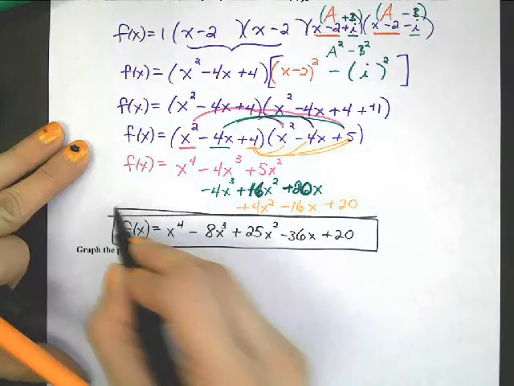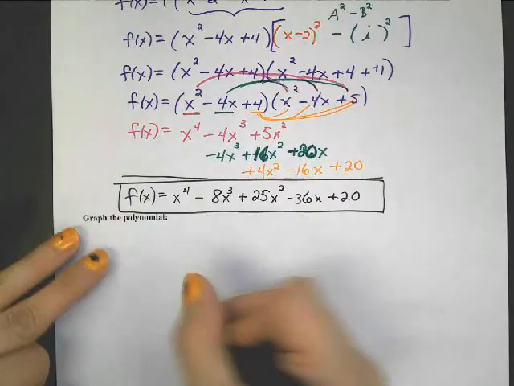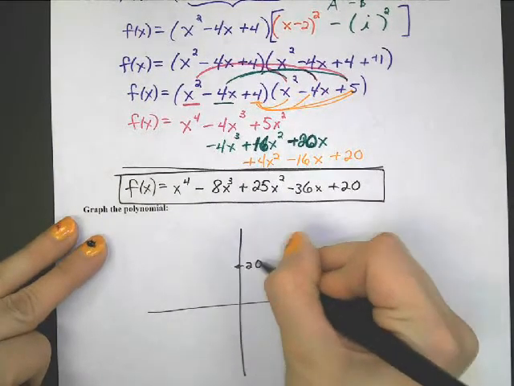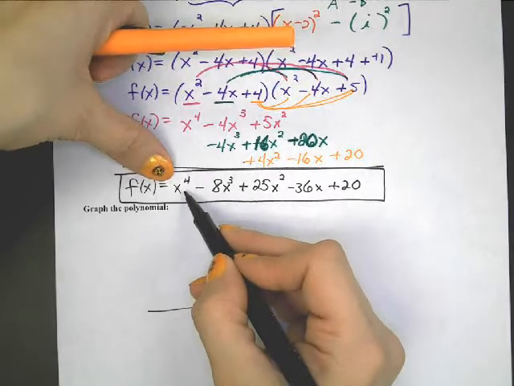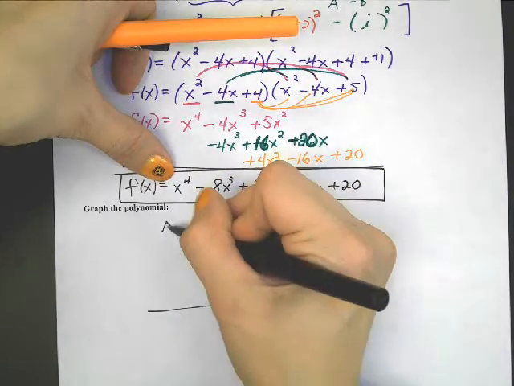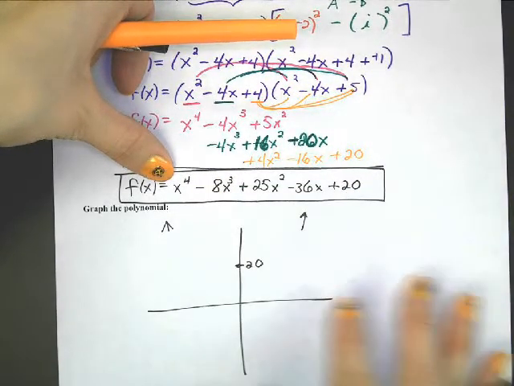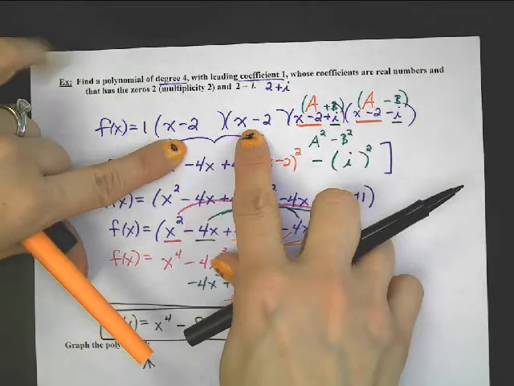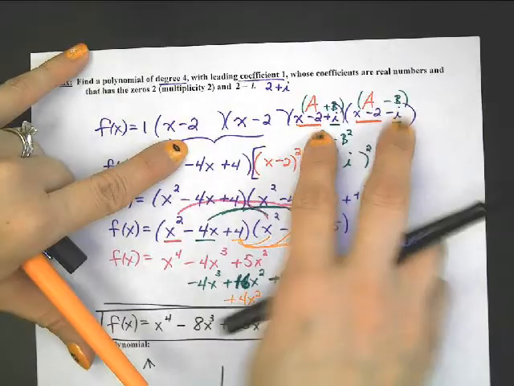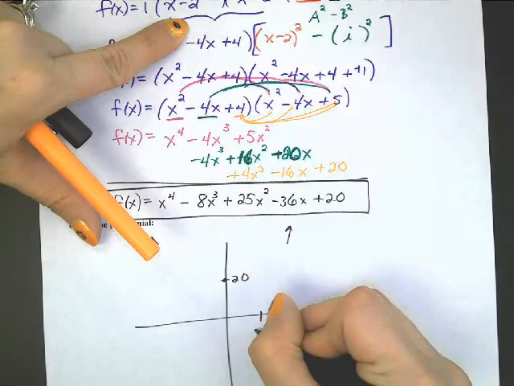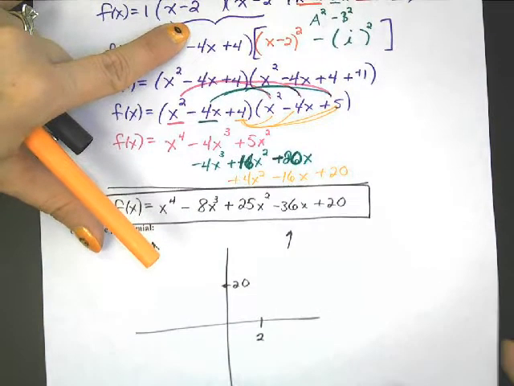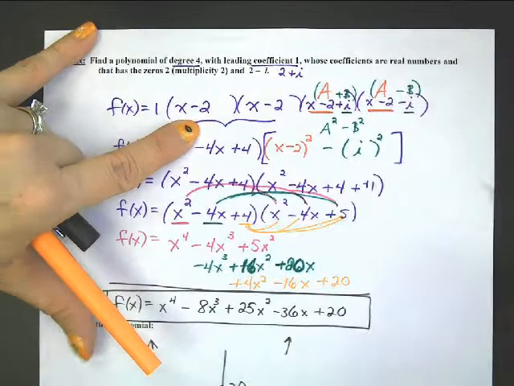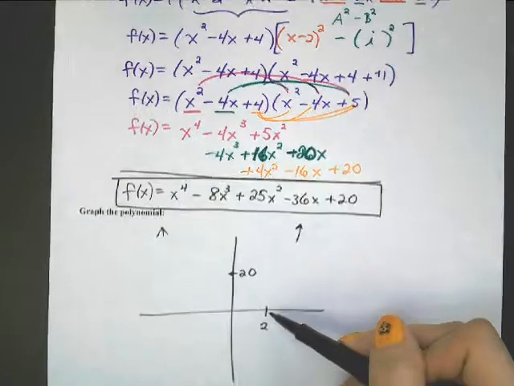The last thing we need to do here is graph this polynomial. The y-intercept is 20. Let's talk about the end behavior for a 4th. So we're going to have arrows going up, up. The x-intercepts, 2 is an x-intercept, but the imaginary ones are not going to touch the x-axis, so the only x-intercept is 2. But wait a minute, it appeared twice. So when the multiplicity is even, what are we going to do there?